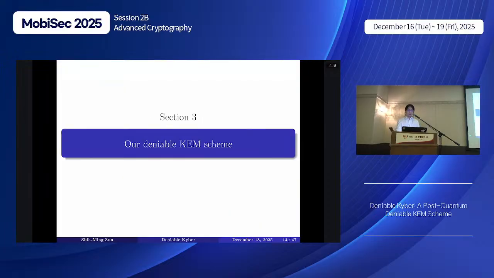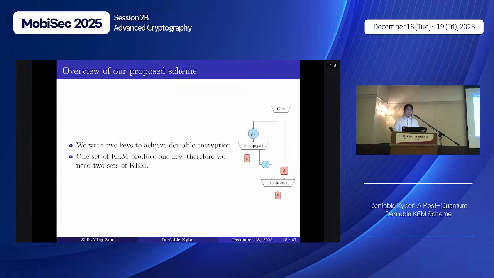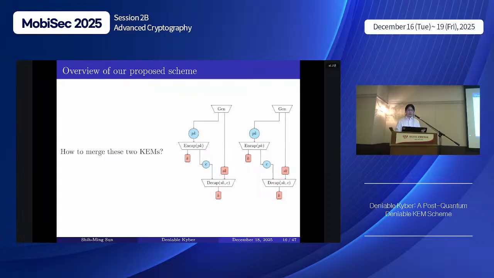So let me introduce our deniable KEM scheme. I will show this by describing how we modify the original scheme into our deniable scheme. We want to achieve deniable encryption, so we need two keys. But one set of KEM only produces one key. So we need two sets of KEM to produce two keys. But how do we merge these two KEMs?